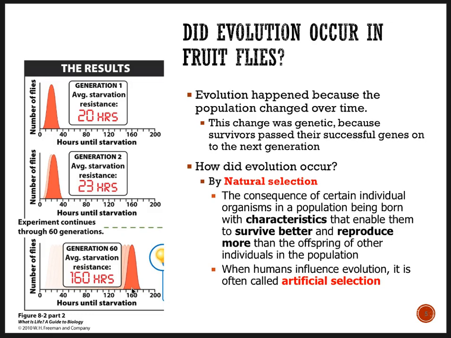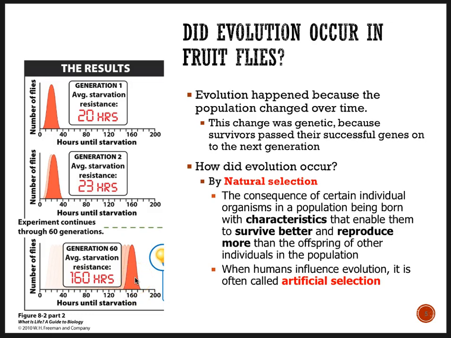And we call that evolution, right? Because it's a genetic change in the population over time. And you might now ask, how did this evolution occur? It was actually Darwin who figured out how evolution occurred, at least one of the ways. We actually have four ways we'll talk about. But he called the method being described here natural selection.